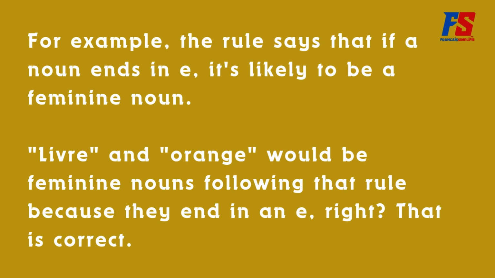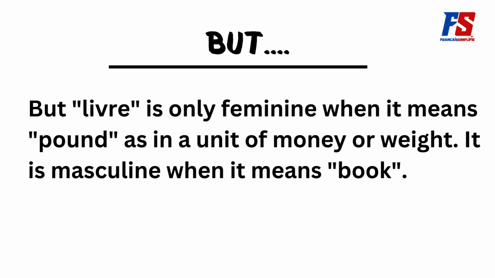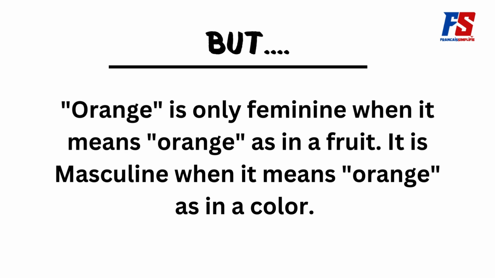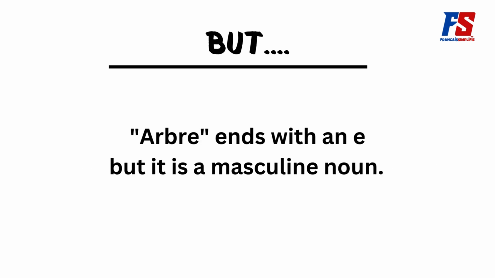Livre and orange would be feminine nouns following that rule because they end in an E, right? That is correct. But livre is only feminine when it means pound, as in a unit of money or weight. It is masculine when it means book. Or orange is only feminine when it means orange as in a fruit. It is masculine when it means orange as in a color. Arbre ends with an E, but it is a masculine noun. So once again, your dictionary is your surest guide.